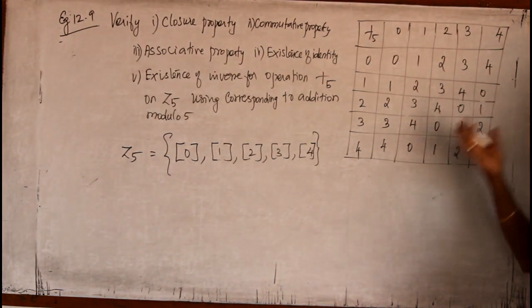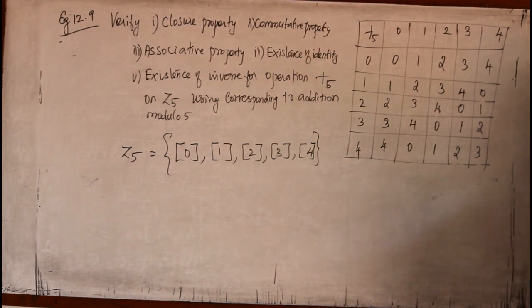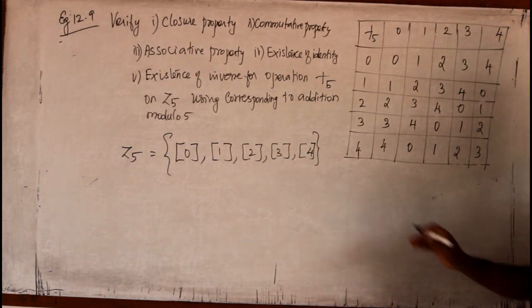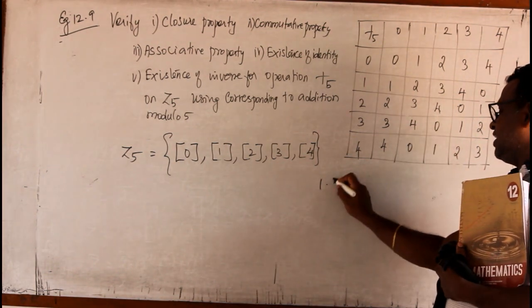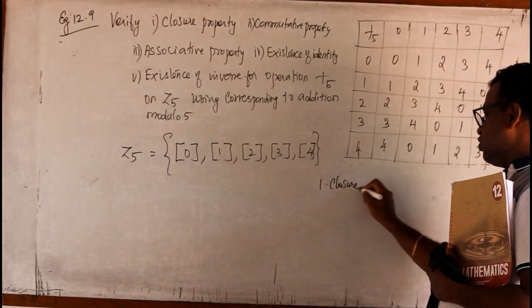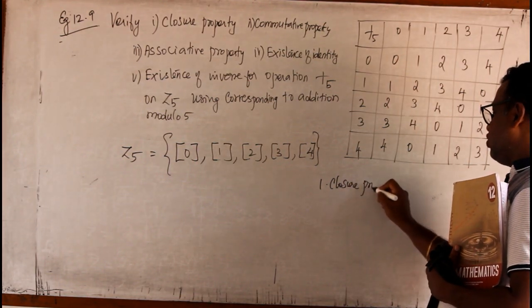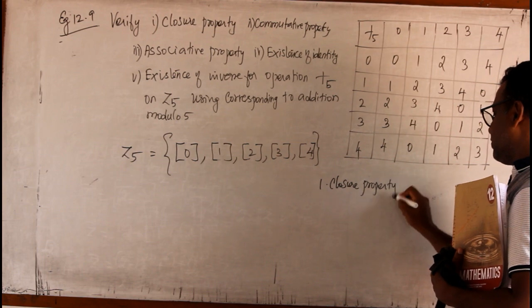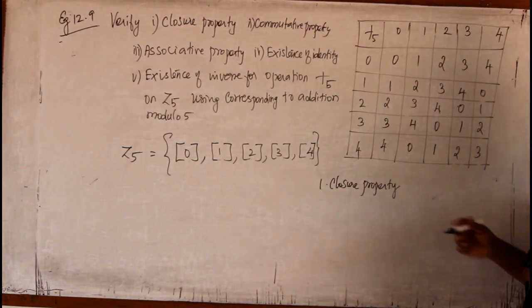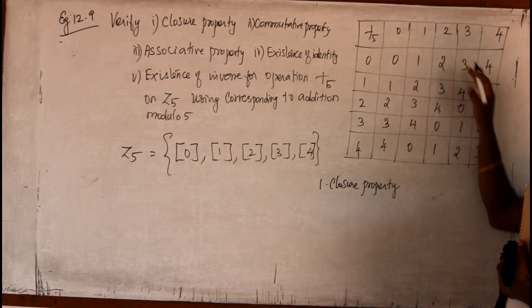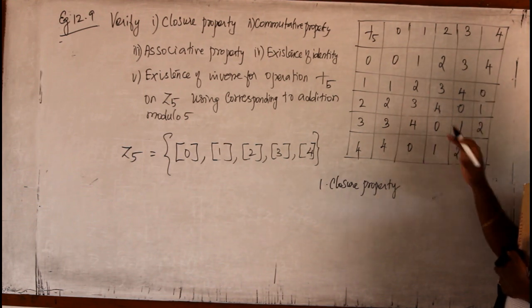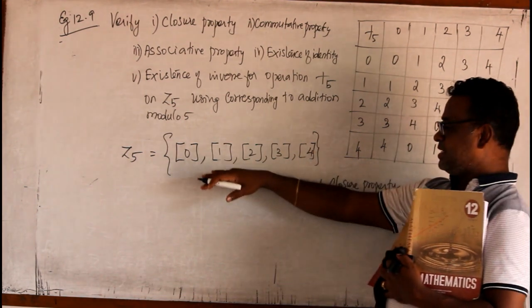If the number is more than or equal to 5, remove the number of 5's. You will get the remaining numbers. Now from this table I have to check whether all the properties are obeyed. Closure property. See, I am getting the answers as nothing but 0, 1, 2, 3, 4. So I am just getting the answers that are there in the set already.